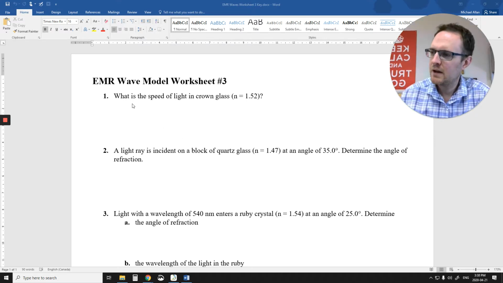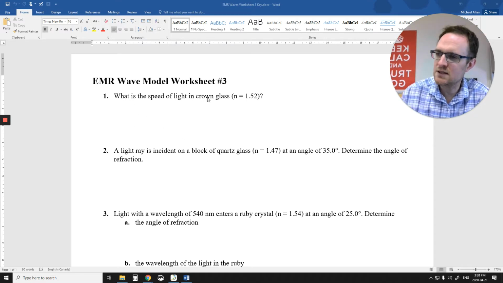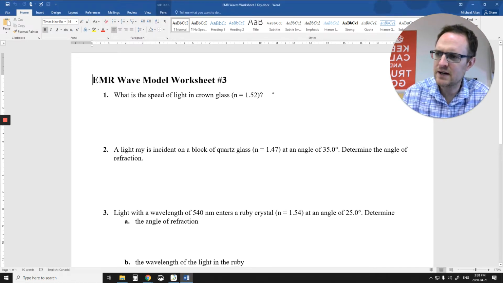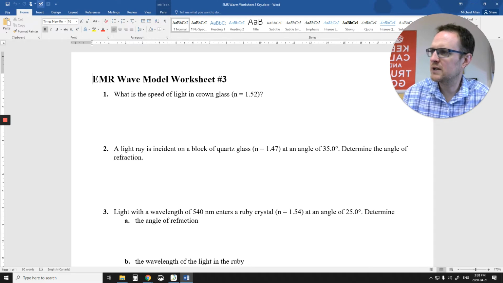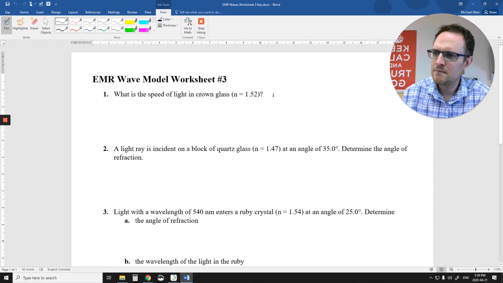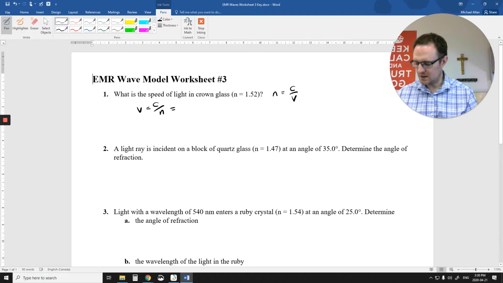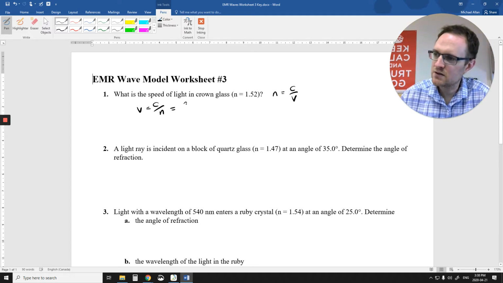So what's the speed of light in crown glass? You just have to remember that there's a formula for this index of refraction stuff. It's just a simple ratio between the speed of light and how fast it's actually traveling. So I can just rearrange that equation. I can get V is equal to C over N. And C will just be the speed of light, which is 3 times 10 to the 8. It's on your formula sheet. You can always find that there.